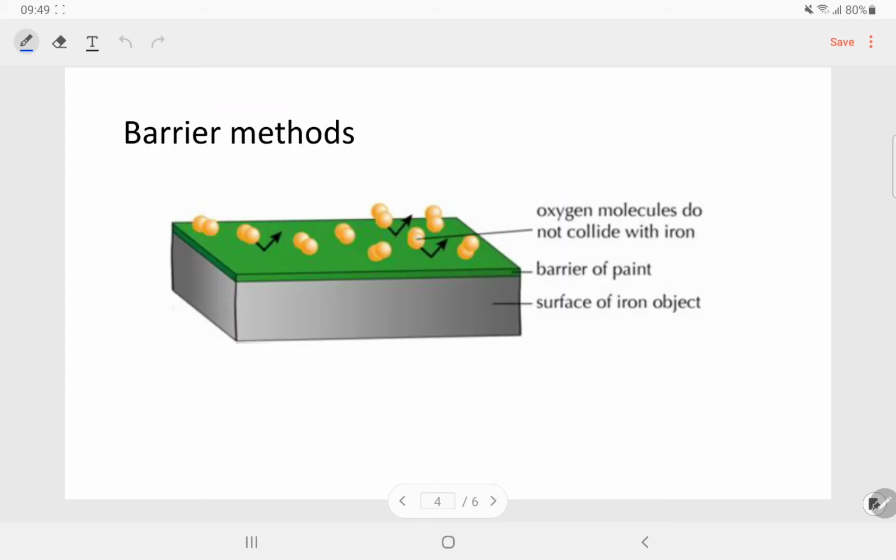So any kind of barrier that stops the oxygen ever getting anywhere near the iron, those electrons can't move, you don't get rusting. Barrier methods are cheap, so these tend to be very, very cheap. But as soon as you scratch them, any kind of scratches or dents in them, etc., means they don't work anymore. As soon as there's a scratch through and you can see the iron or the oil gets rubbed off, the oxygen can get through and you will start to get rusting.